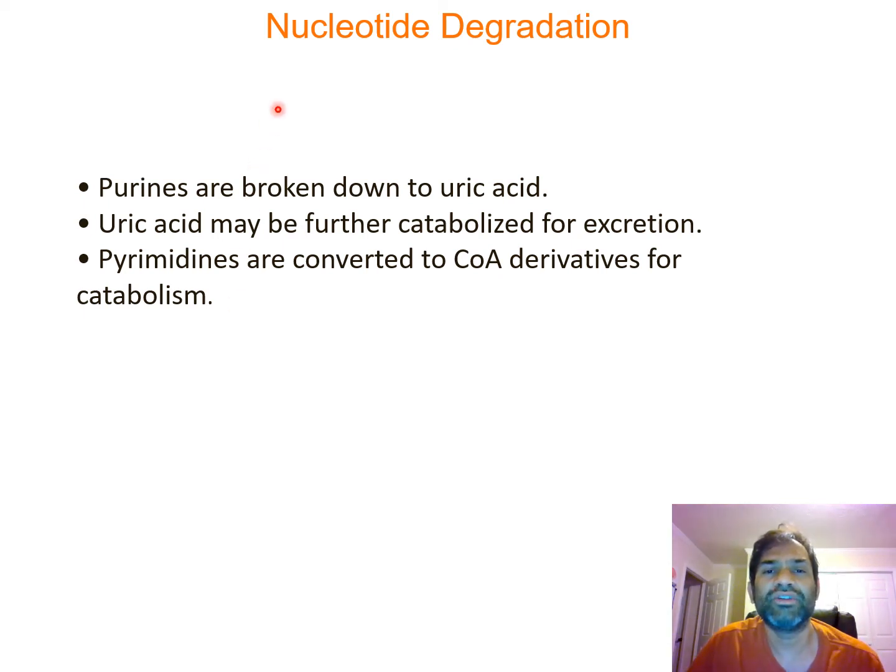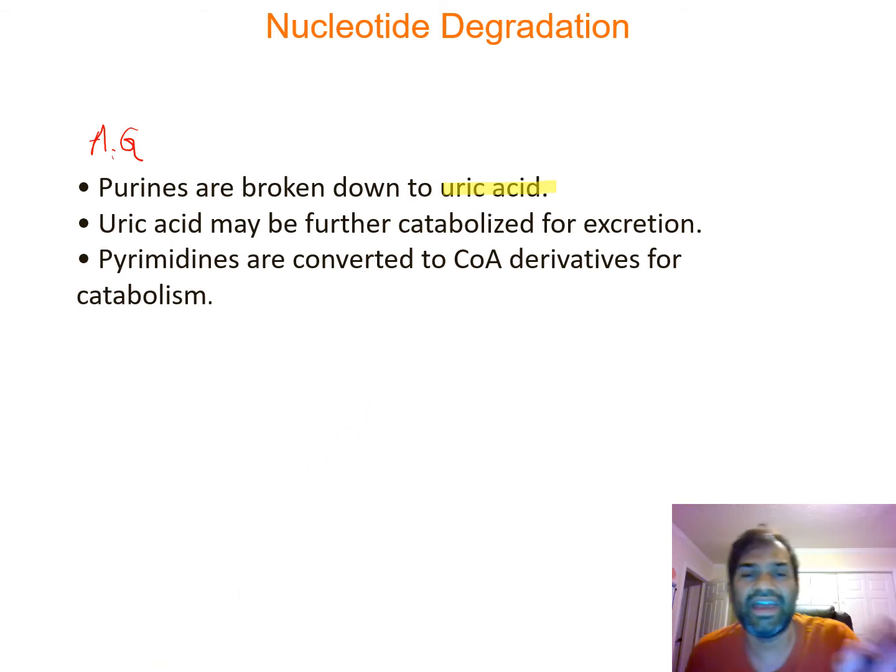So nucleotide degradation is where nucleotides get metabolized and broken down in the body. For the purines, here we're talking about adenine and guanine. They generally get broken down into a substance known as uric acid. Uric acid's buildup and crystallization is associated with the disease known as gout.